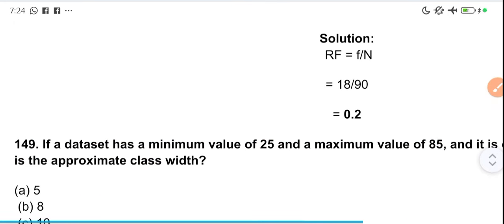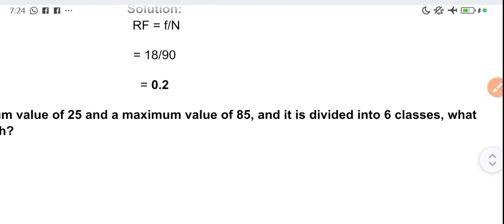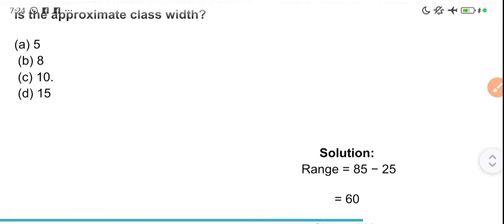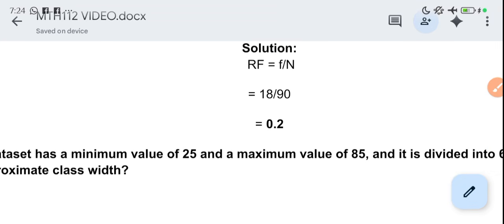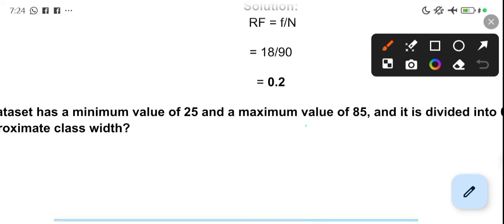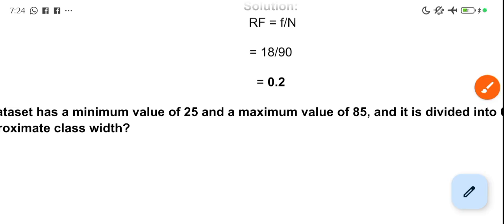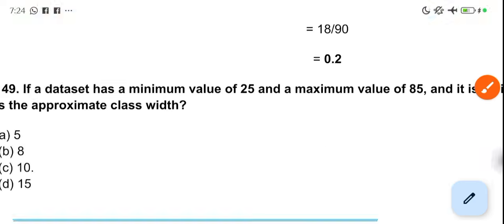Okay? If a data set has a minimum value of 35 and a maximum value of 85 and it is divided into 6 classes, what is the approximate class width? It is 10. Then, how do I know that it is 10? Firstly, we find the range. 85 minus 35, that's 50. Sorry, the range is 50. Now, it says divided into how many? 6. So we have 60 divided by 6 is 10. It's as simple as that.